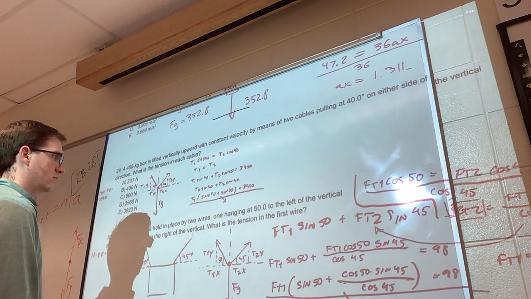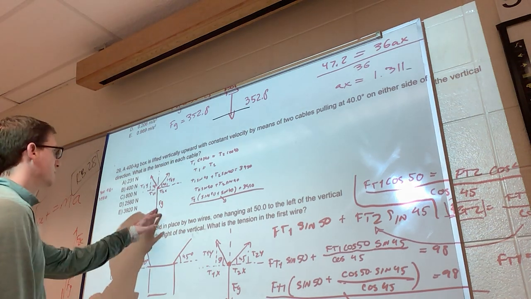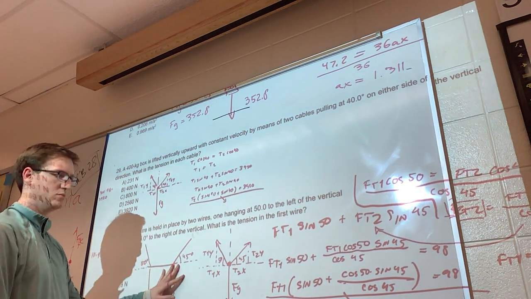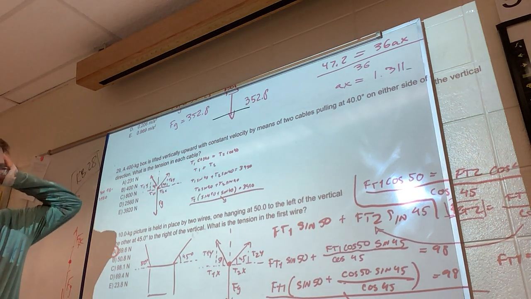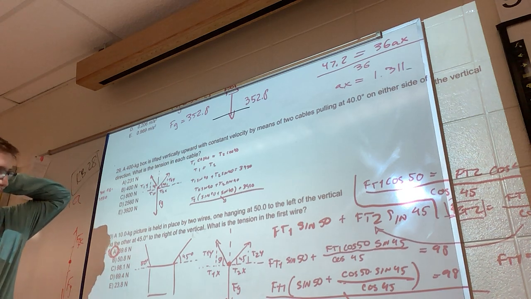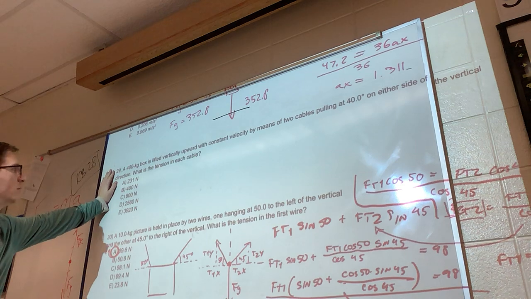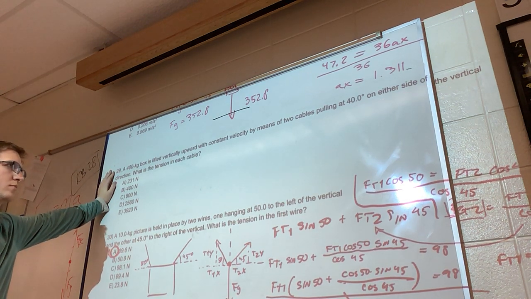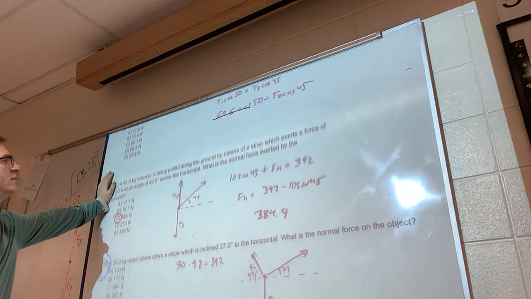Oh, this would have been one of them. So these ones look very similar to the ones that we've done not too long ago. So maybe skip them. Maybe try them at home. I think the problem with this one was that it said on either side of the vertical direction, and then, yeah.